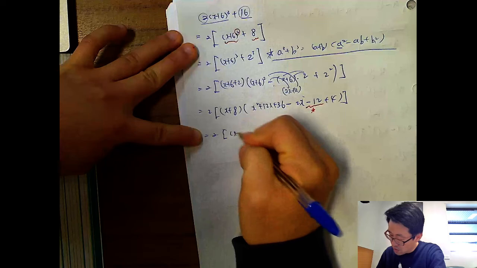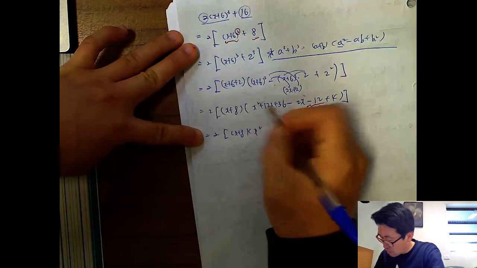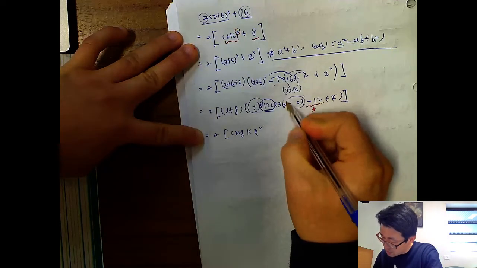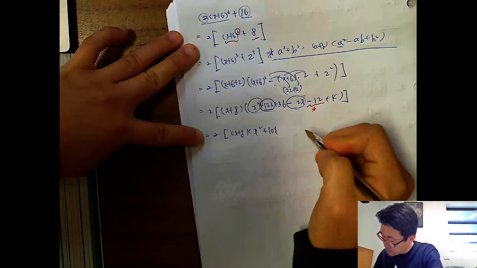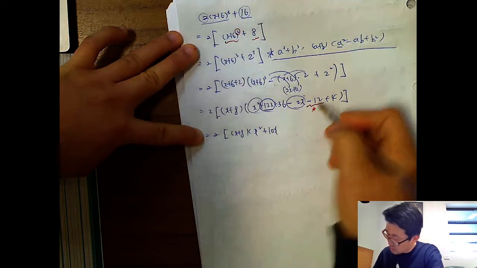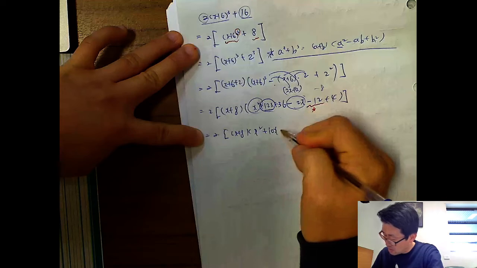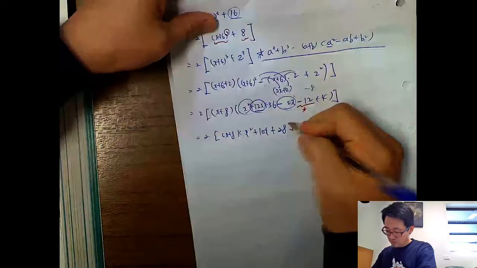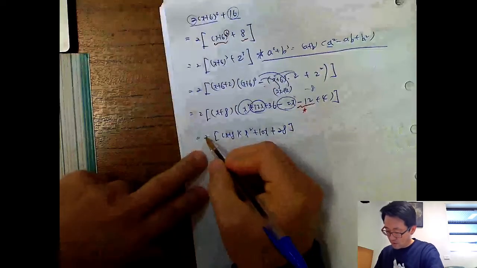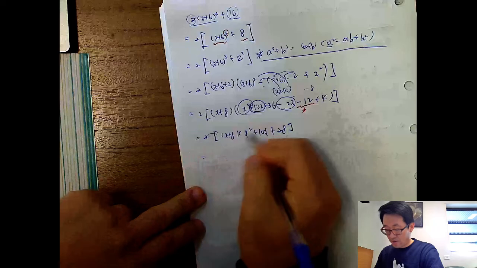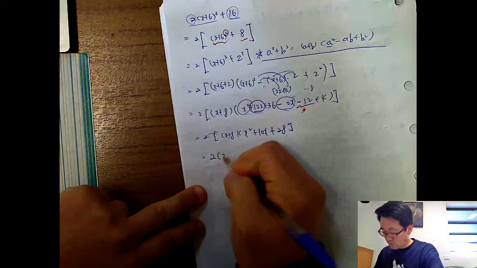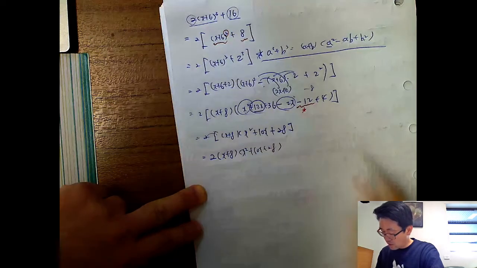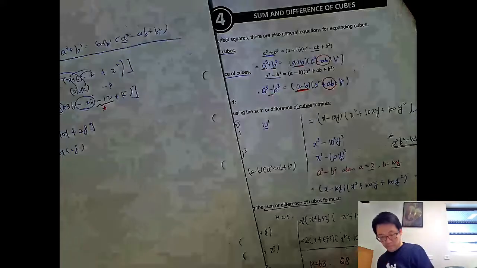2 times (x plus 8), x squared is only x squared. We simplify: 12x minus 2x is 10x, and 36 minus 12 plus 4 is 28. And I opened it up, which means everything is multiplied already, so all I need to do is 2 times (x plus 8) times (x squared plus 10x plus 28). Correct? Yeah.